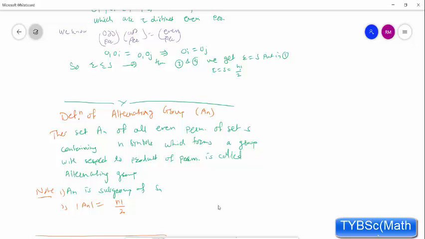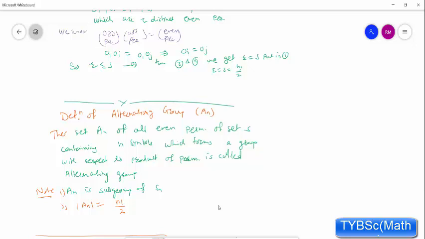After that, note that the collection of only even permutations, not odd, also forms a group with respect to product of permutations. What is the binary operation here? Here the binary operation is multiplication, but not the usual multiplication; it is the multiplication of permutations. And this collection An is called the alternating group.